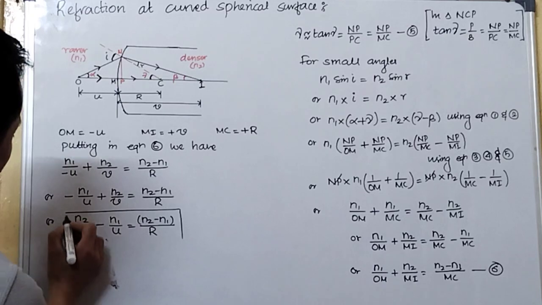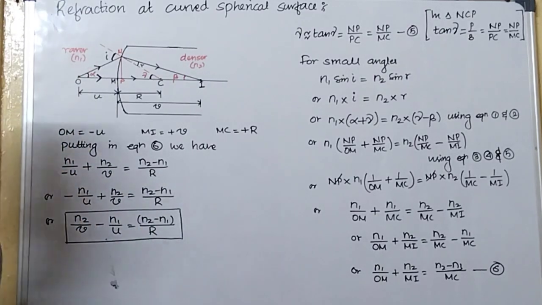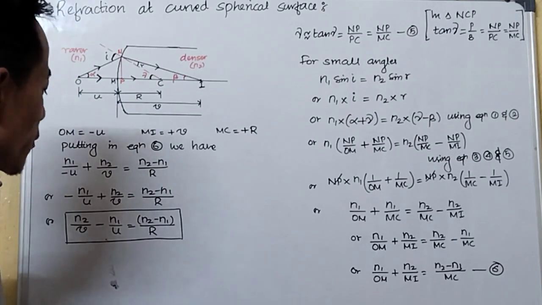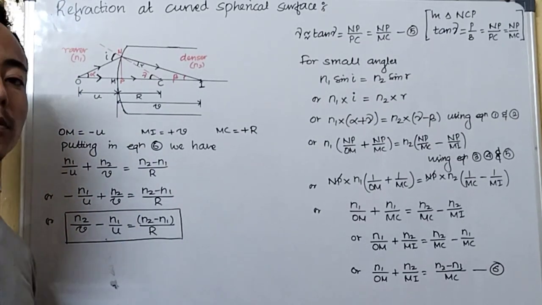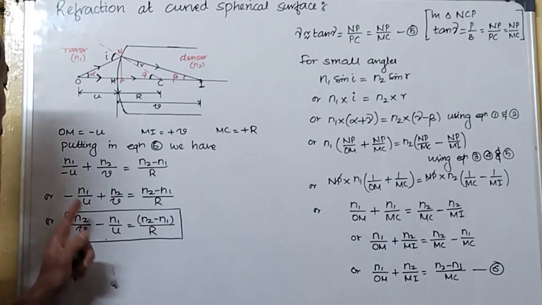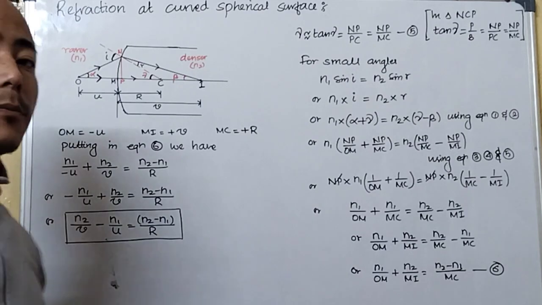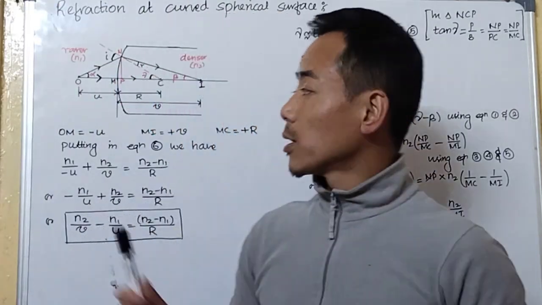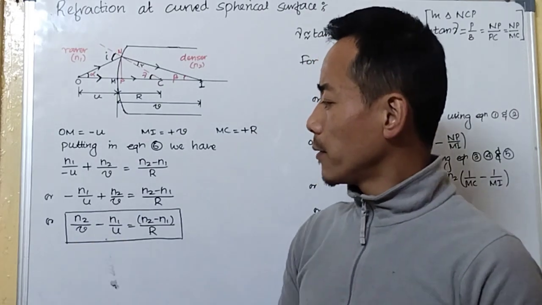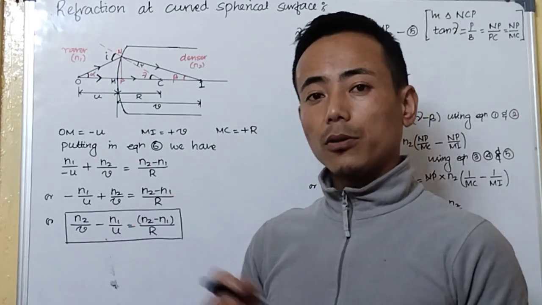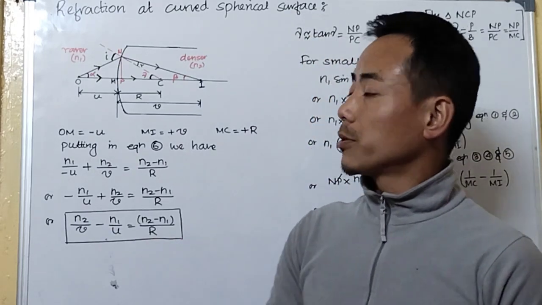And this is the required relation between U, V, R, N1 and N2, where U stands for your object distance, V stands for your image distance, R stands for your radius of curvature, N1 and N2 are the refractive indices of the rarer medium and the denser medium respectively. So this equation or this derivation is very important for class 12. You may get the derivation, alright, and also you may get numericals from here. So I hope you have understood this derivation.